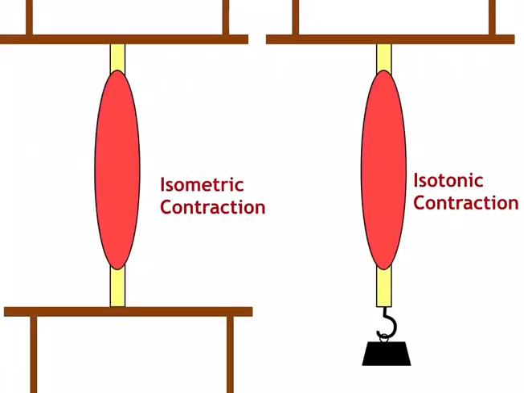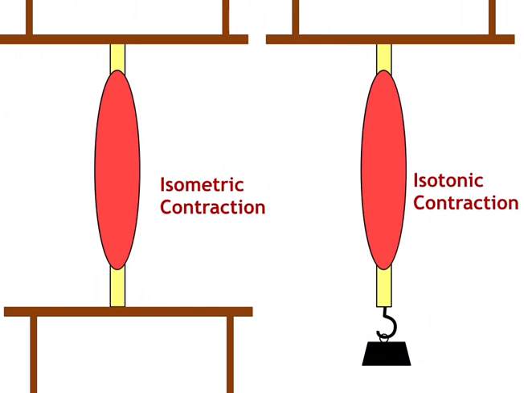So the two types of contraction seen in skeletal muscle. In one, you can see that one end of the muscle is fixed, and at the other end you are adding a weight. So this weight or the tension remains constant. This is known as isotonic. Iso means same, tonic means tension. So this is an isotonic contraction.